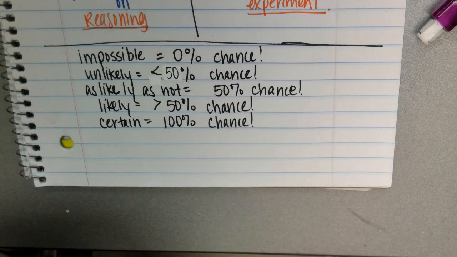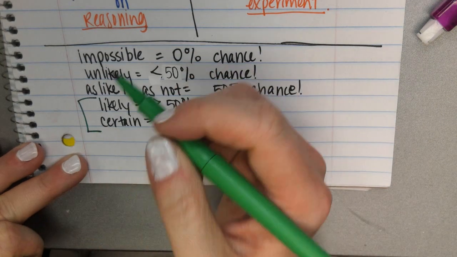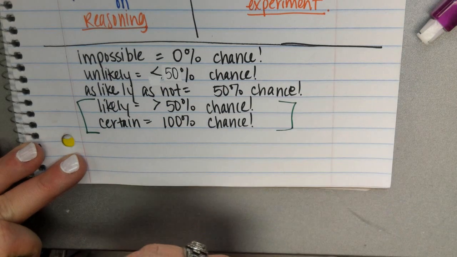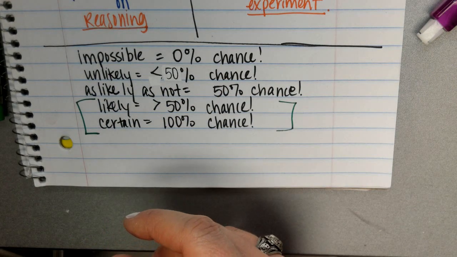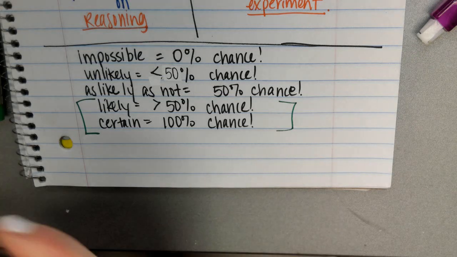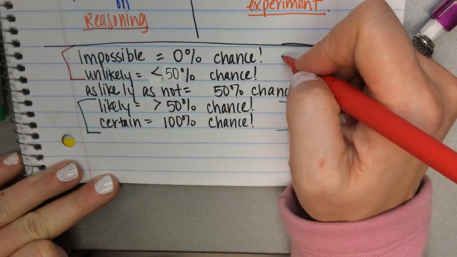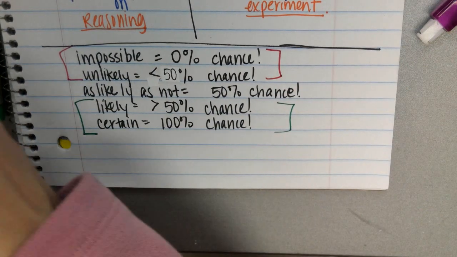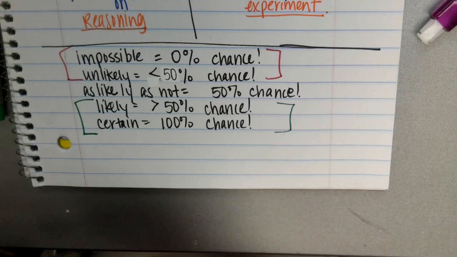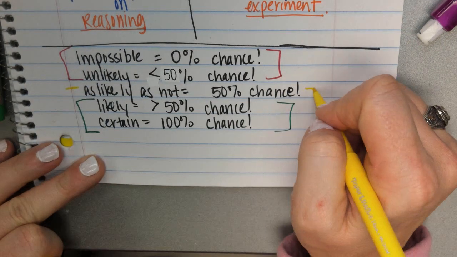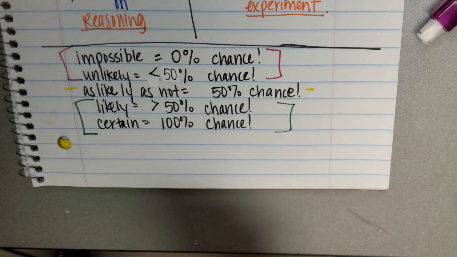I'm going to color code these. I'm going to put these in the green zone because they're very likely. They're above 50% likely. I'm going to put these in the red zone. They are not likely. And then this one we're going to say is in the yellow zone. And it's 50-50. As likely as not.